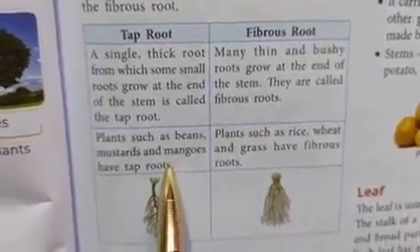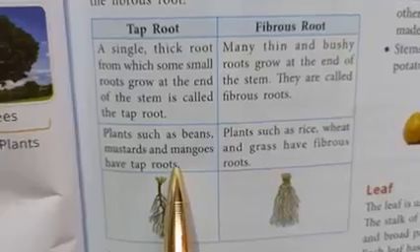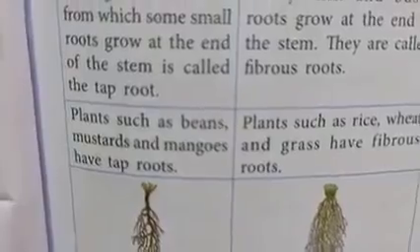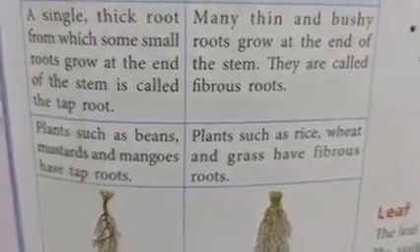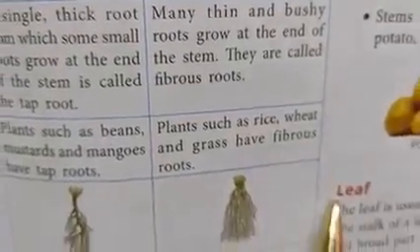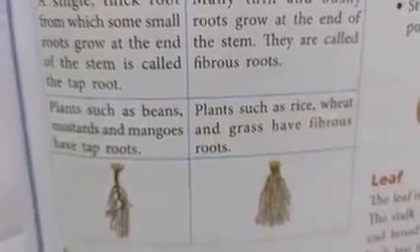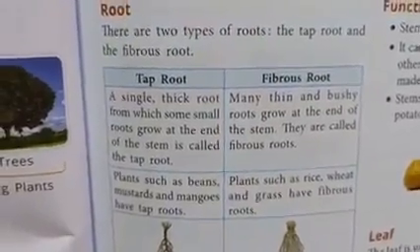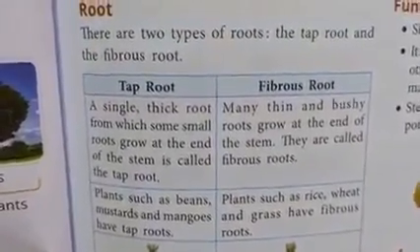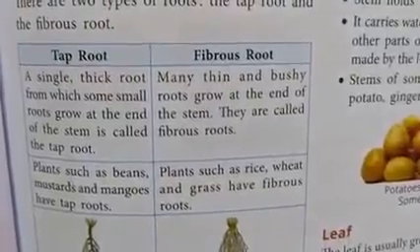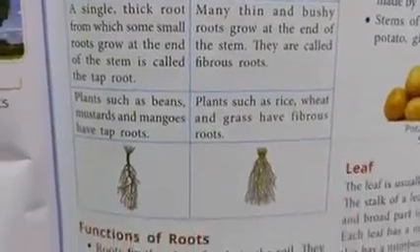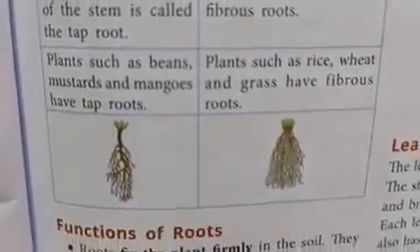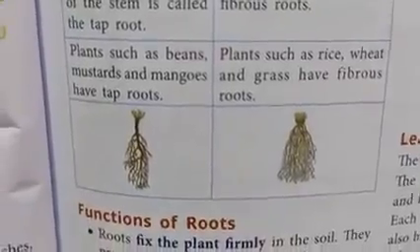The examples of tap root are beans, mustard and mangoes. Plants such as rice, wheat and grass have fibrous roots. So you understood about tap root and fibrous root? Tap root is a single thick root, but fibrous root has many thin and bushy roots growing at the end of the stem. You can easily see the difference between tap root and fibrous root.